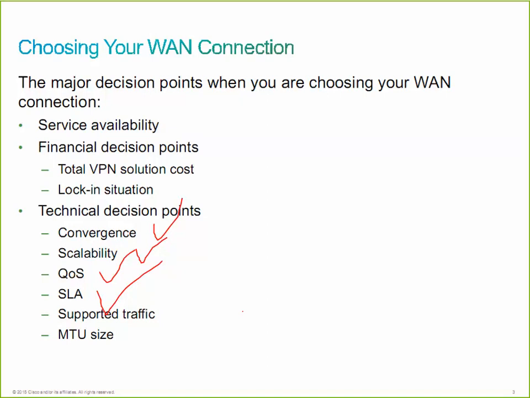Could be mean time between failure that you're looking at. It could be round trip delay. It could be jitter. It could be packet loss. There are many, many different things that can be incorporated inside of a service level agreement.